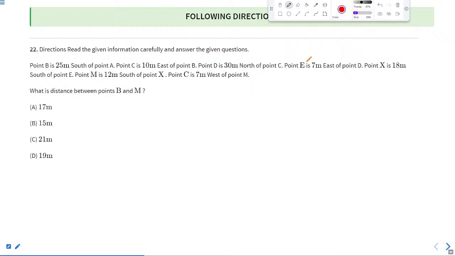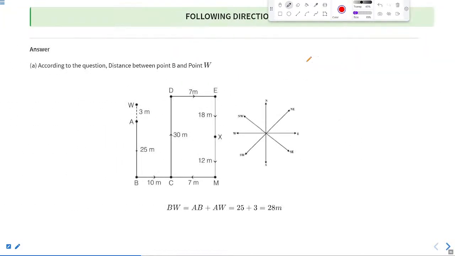What is the distance between B and M? Continuation of the previous question. So what is the distance between point B and M? Now, as we can see from the previous figure again, B and M are in a straight line.